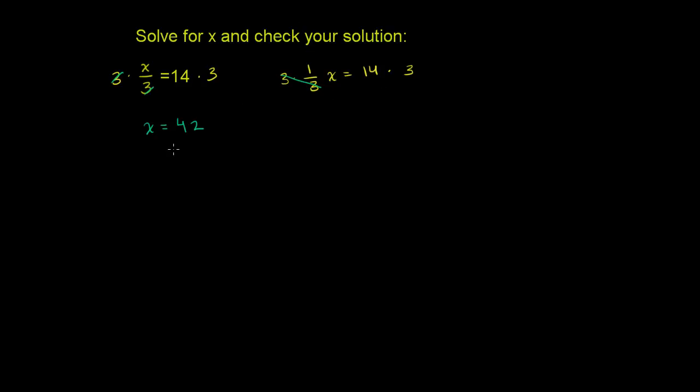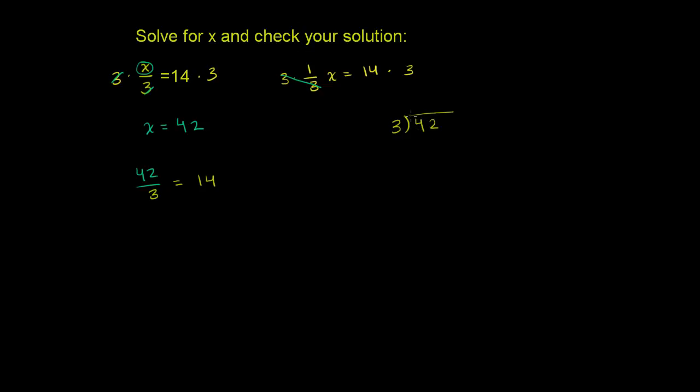Now let's just check our answer. Let's substitute 42 into our original equation. So we have 42 in place for x, over 3 is equal to 14. So what's 42 divided by 3? And we could do a little bit of, I guess we call it medium long division. It's not really long division.